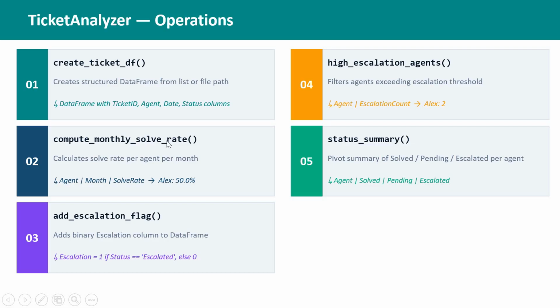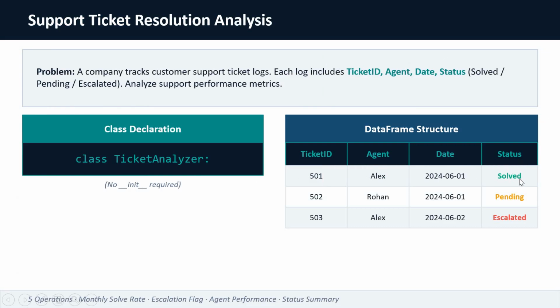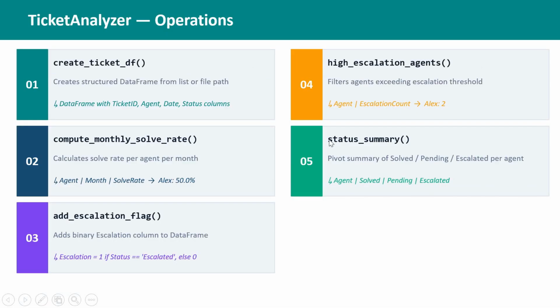Second, we will compute the monthly solve rate. In the monthly solve rate, we look at what solve rate each agent has, like how many tickets each has solved. For example, Alex has 1 solved and 1 escalated. So what is the solve rate for Alex? That is 50%. For Rohan, that is 0%. That way we analyze who is solving what percentage. In a month, how many solves each agent is doing gives the solve rate.